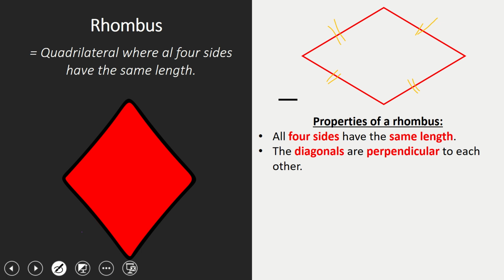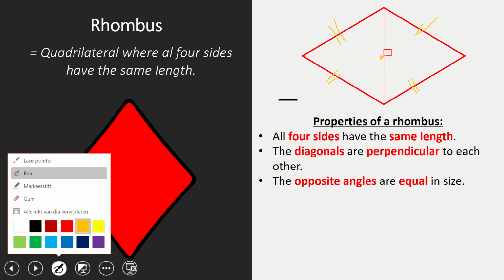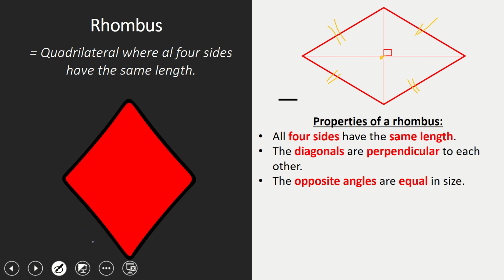The diagonals are perpendicular to each other. So if I'm going to draw the diagonals, this and that, then the intersection point, as this point, is perpendicular to each other. So with an angle of 90 degrees. The opposite angles are equal in size. So it means that this and this are equal in size, and those two angles are equal in size.